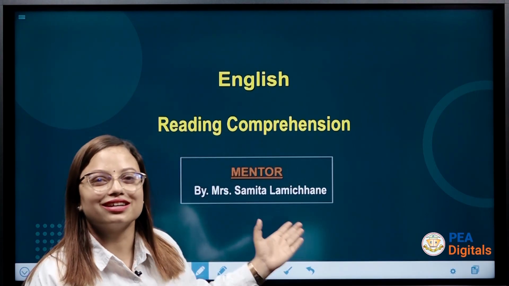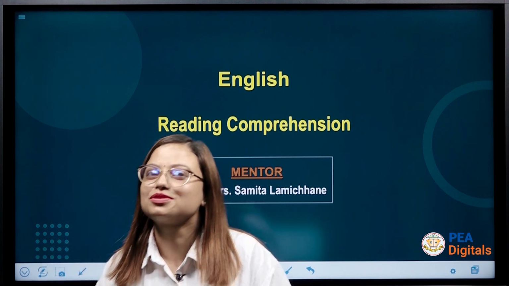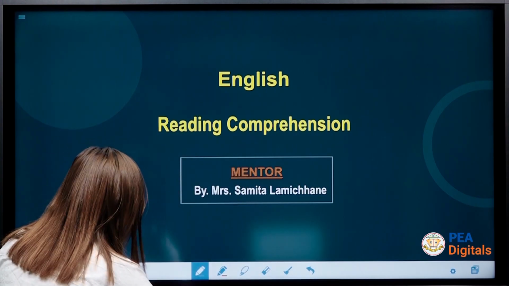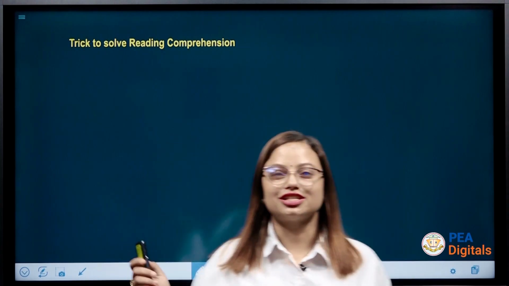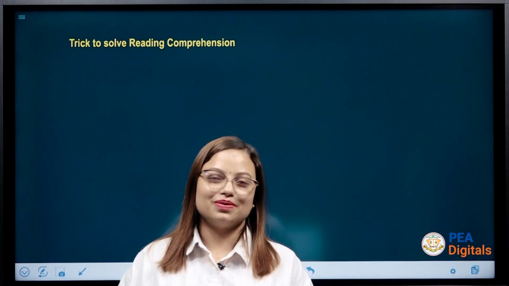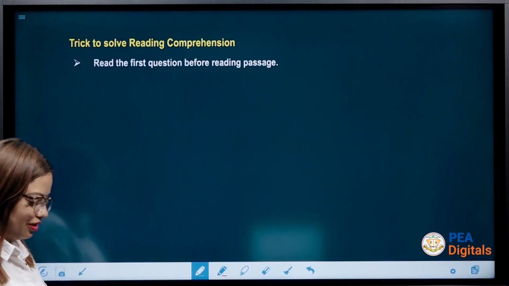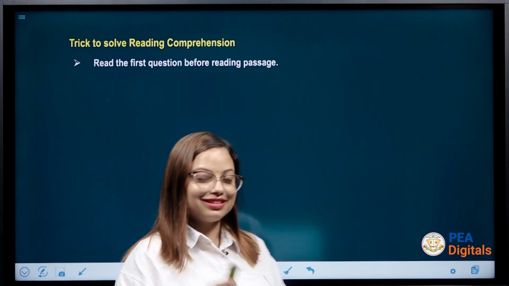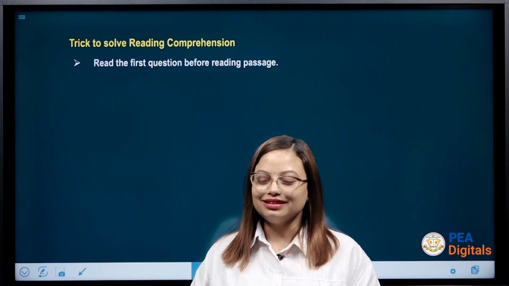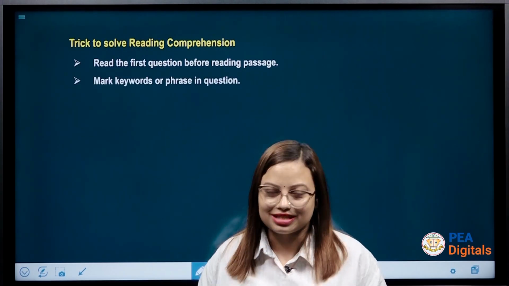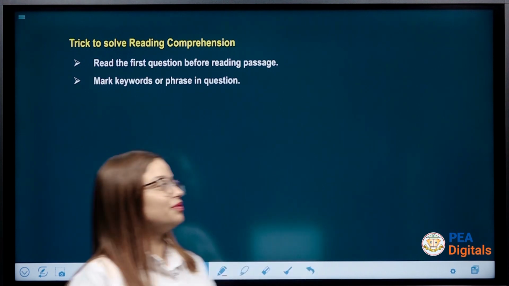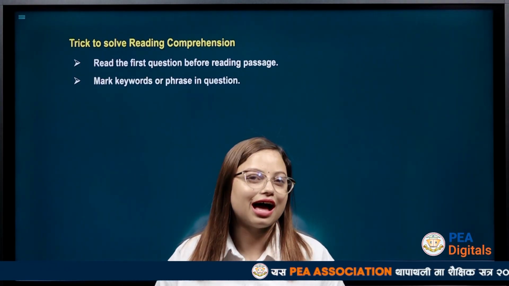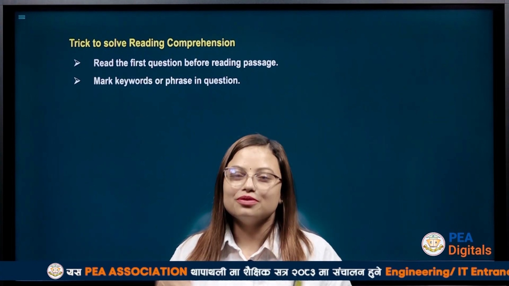Now let me take you through all those tricks and tips to get the answer correctly from the reading comprehension portion. All right, so here are my tricks to solve reading comprehension. Let me show you the very first trick. At first, you need to read the first question before reading the passage. This is the quickest way to manage your time also. So at first you have to read the question, not the passage. Do not put your eyes on the passage. You have to go for the question first.